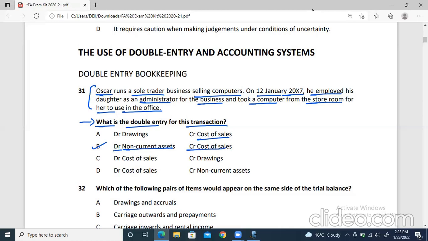But cost of sale, sorry, he already had this computer. So why is it going up? Yes, he already had it. That's correct. But the thing is that no other entry is joining this. Let's talk about the other entries as well.